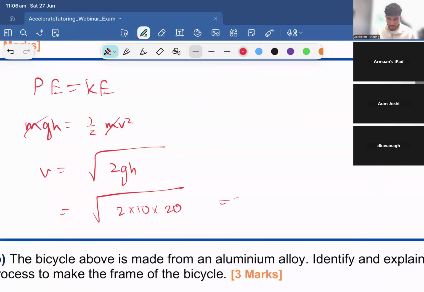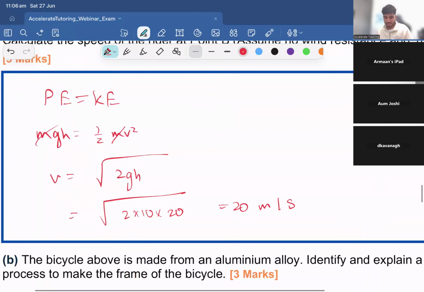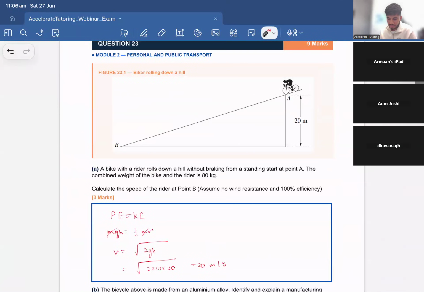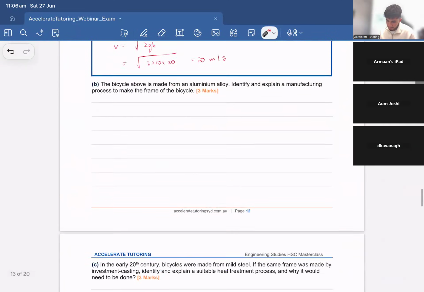That gives us 20 meters per second. That's it. So in this question, they do not tell us to take gravity as 9.8 or 9.81, so we always just assume 10. That is all that we do. Masses cancel out. Equate for velocity. That's our velocity. Perfect.